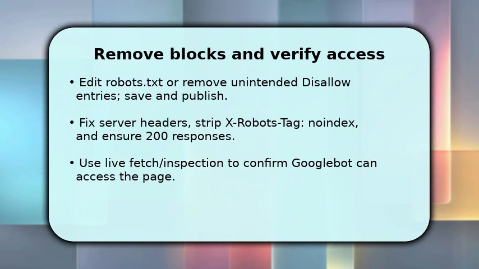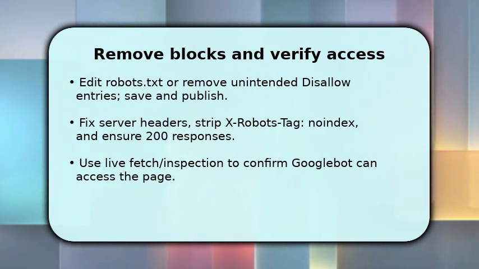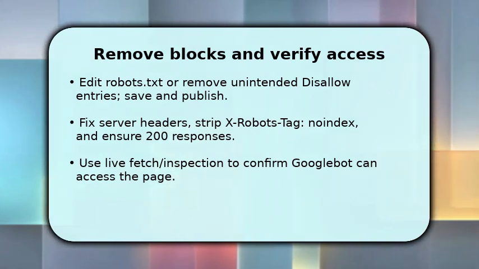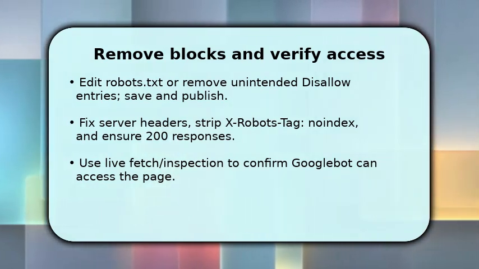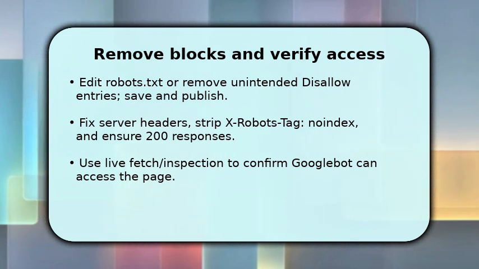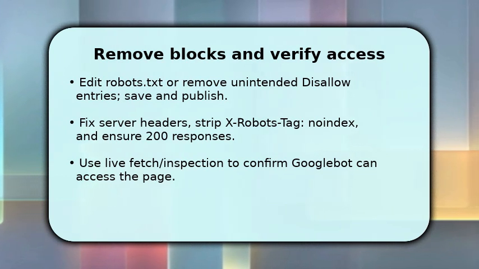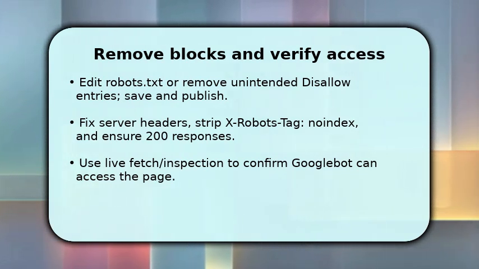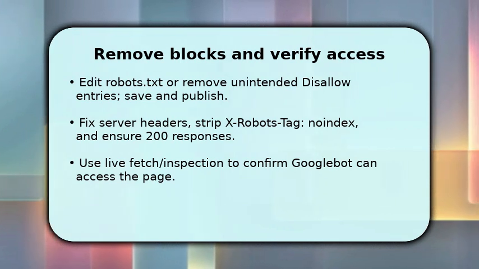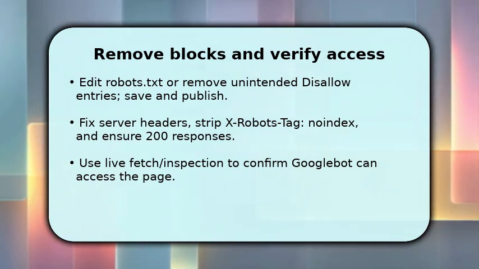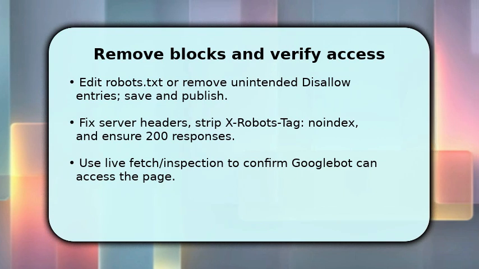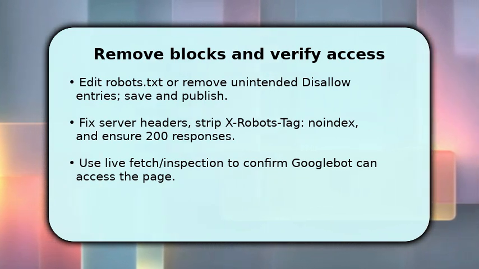You now remove the block, update Robots.txt to allow the path, or delete the specific disallow rules that affect the URL. If the site used X-Robots tag headers or meta-noindex, change them so the page returns a 200 OK and no noindex directives. Once changes are live, use a live fetch or URL inspection to request the page as Googlebot.